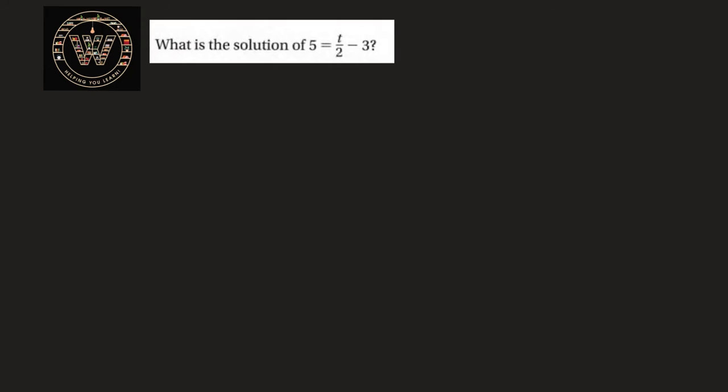Let's try this. What is the solution of 5 is equal to t over 2 minus 3? So we have two operations over here. One is subtraction and the other is division of 2. So let's see how we go about doing this. 5 is equal to t over 2 minus 3. Now what is the first thing you're going to remove? Subtraction. How will you remove subtraction? By adding 3 on both sides. So we add 3 on both sides of the equal sign.